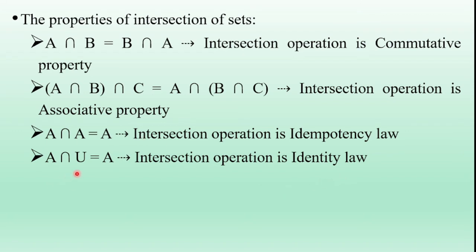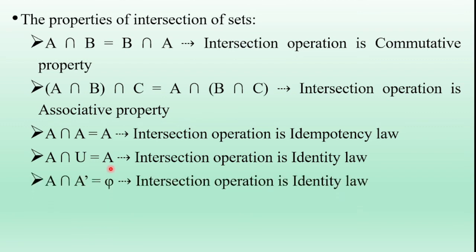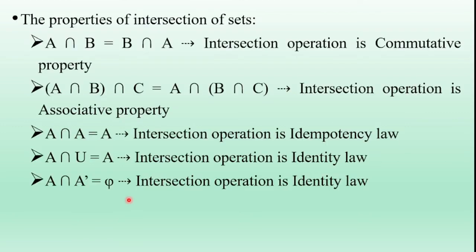Intersection operation has the identity law, that is A intersection universal set is equal to set A. Next property: A intersection A bar is equal to the null set. Here A dash is the complement of set A, and phi is the null set. So the intersection of A and the complement of A is the null set. And these are some important properties of the intersection operation.